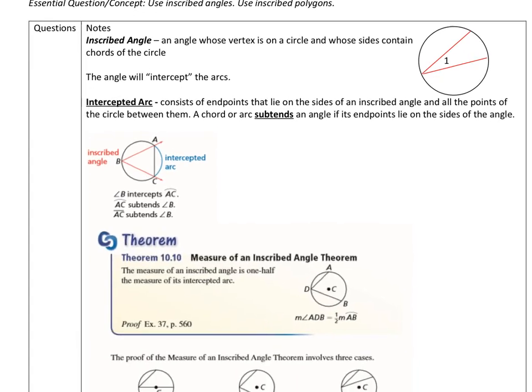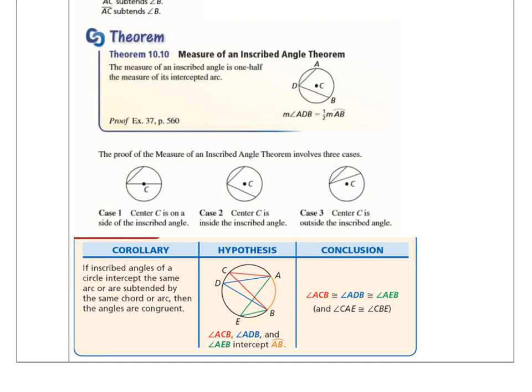What is the relationship that we can form with these inscribed angles? Well, remember, when we had a central angle, and let me draw a circle for you here, the central angle had the same angle value as the arc. So if this was 40 degrees, this arc would be 40 degrees.